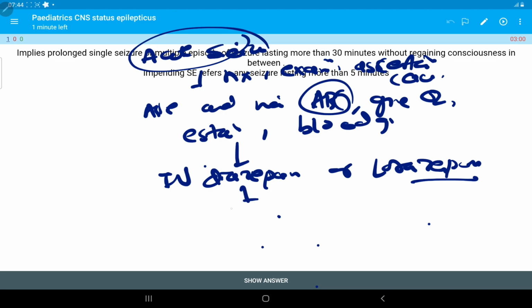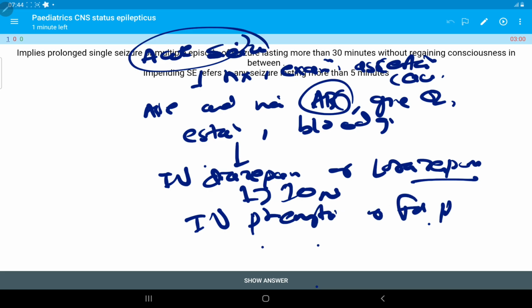If not, then we have to give IV phenytoin after 10 minutes. After 10 minutes we can give phenytoin or fosphenytoin. Fosphenytoin is the more comfortable, more usable drug. And if we have given phenytoin and the seizure is still not controlled, then we have to move on.